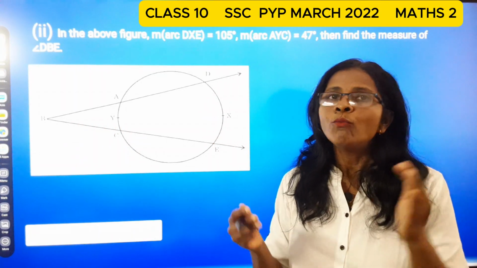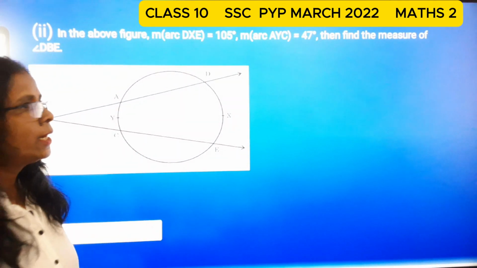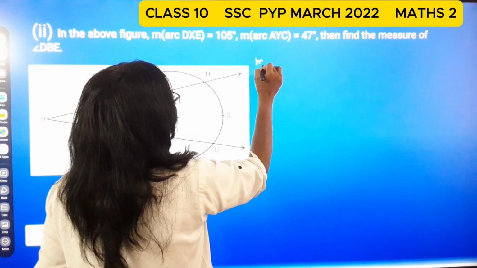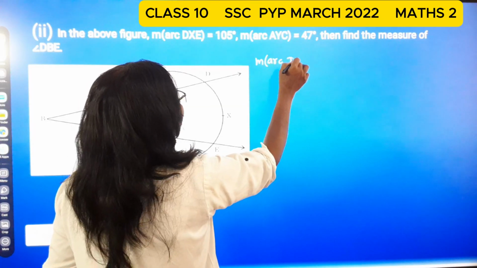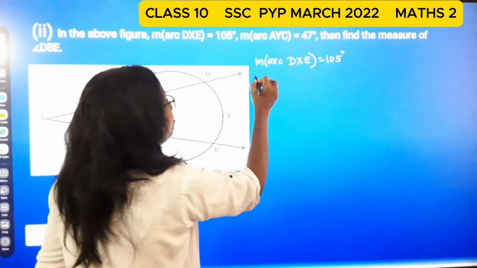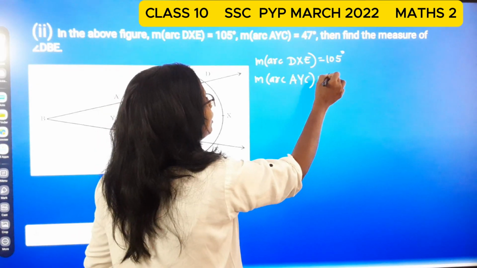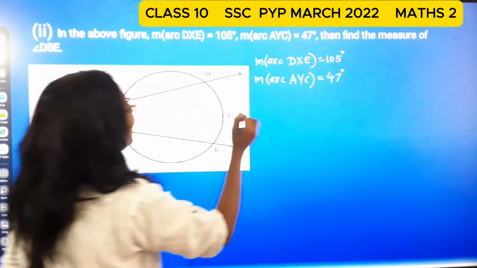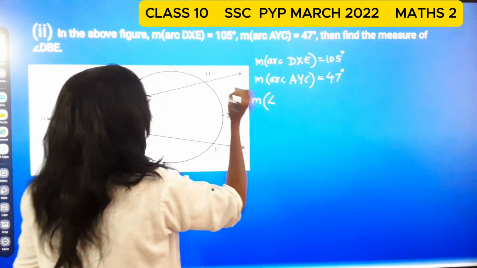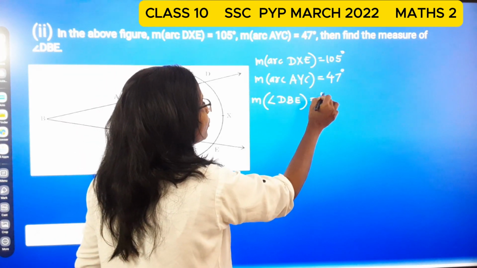So here, students, we use a formula. Which formula is applicable here? First I write the given: measure of arc DXE is equal to 105 degrees, measure of arc AYC is equal to 47 degrees, and measure of angle DBE is equal to question mark.